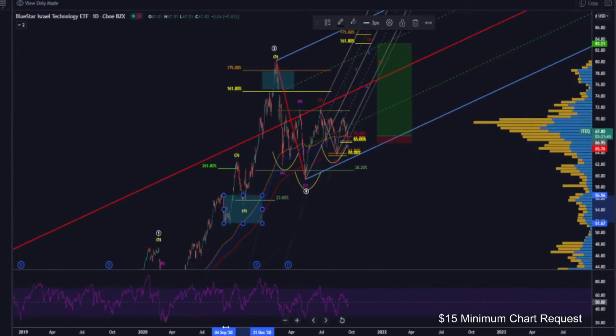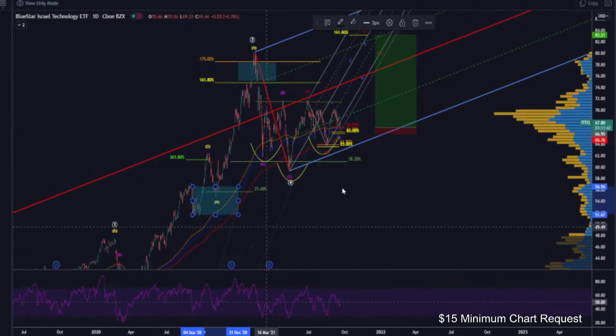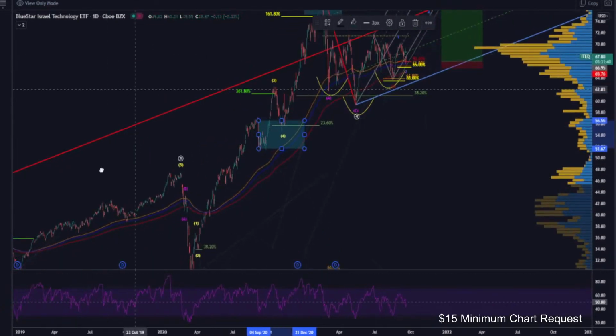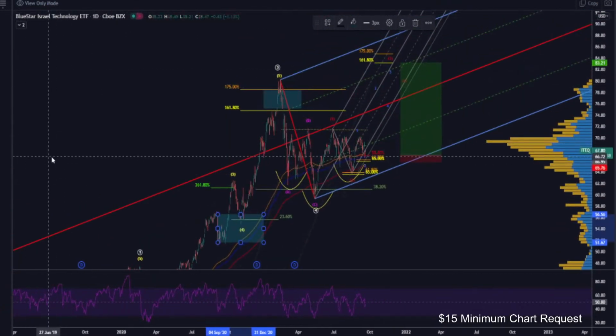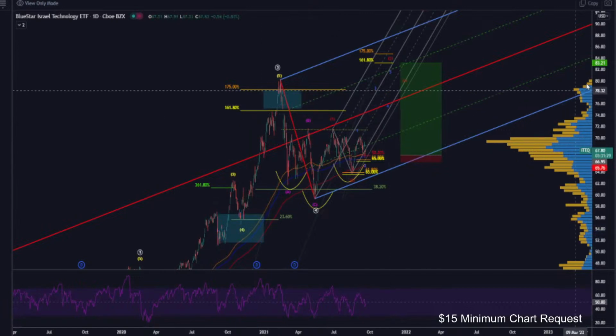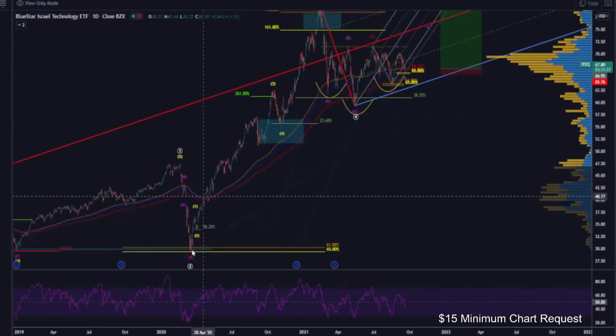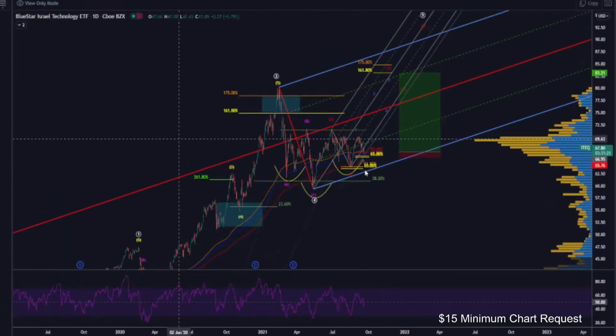Okay, now pay attention here, guys. Look how many technical pivots we get here. In Blue Star Israel technology, I have exactly zero idea what they do. None. Don't need it. So look, considering how technically this is traded, that we just had this, would this be a surprise?